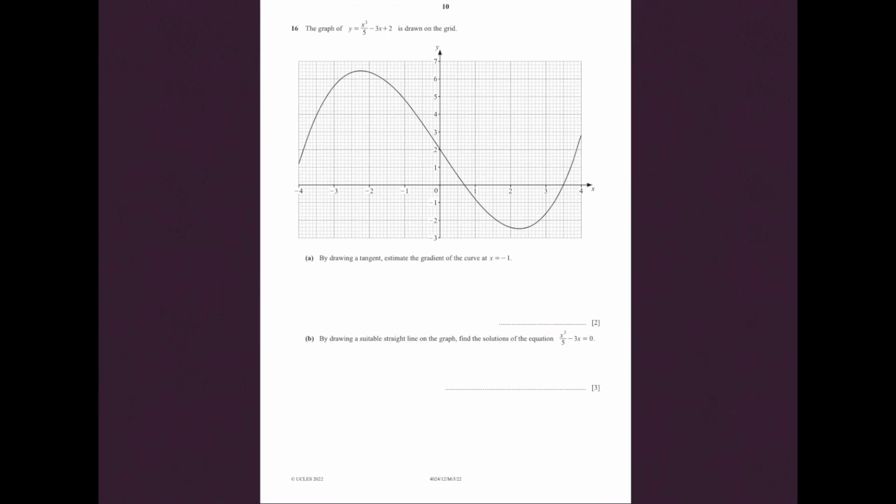Okay. So in the first part it says draw a tangent at x equal to minus 1. Tangent is a line that touch the curve just once. तो minus 1 is here. तो ये लाइन ने एक बार कर्व को टच करा. अब ग्रेडियंट के लिए आप कोई भी दो पॉइंट उठा लो.